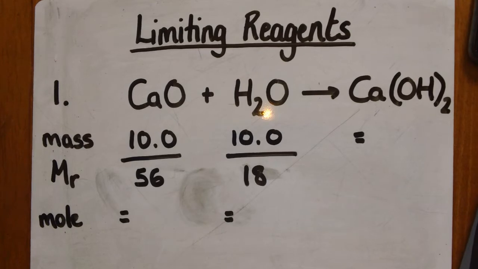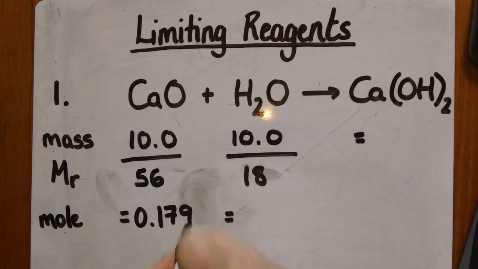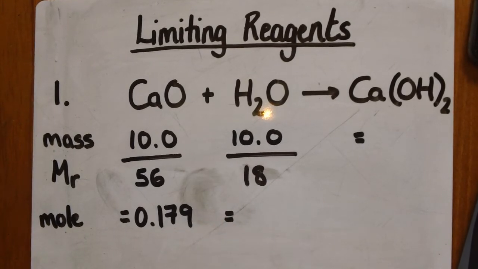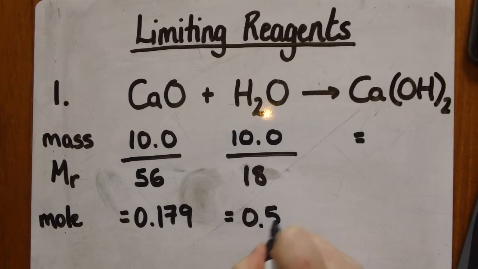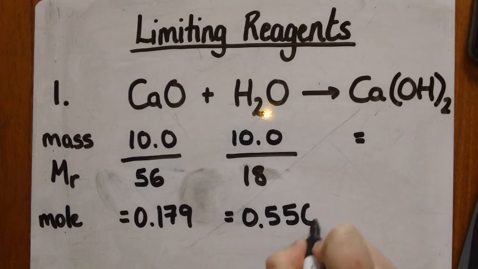So here for calcium oxide, I've got 10 divided by 56, which gives me a moles of 0.179. And for my water, I've got 10 divided by 18, which gives me a mole of 0.5 recurring, so that would be 5, 6 on the end.